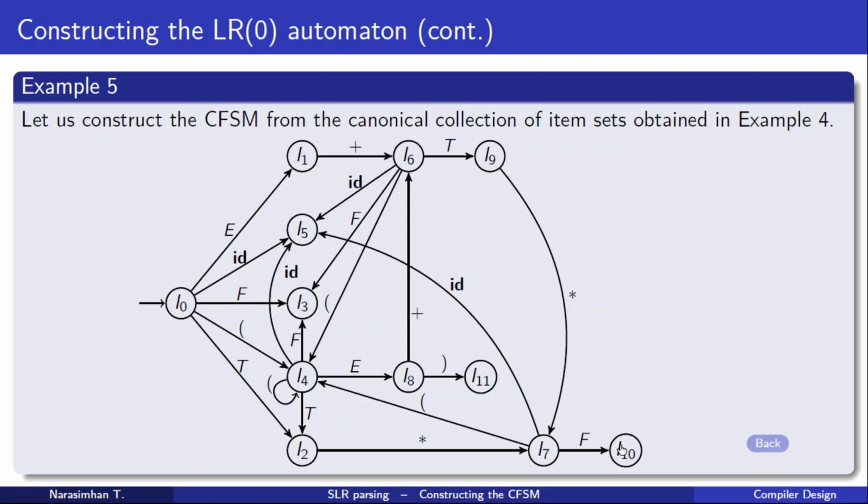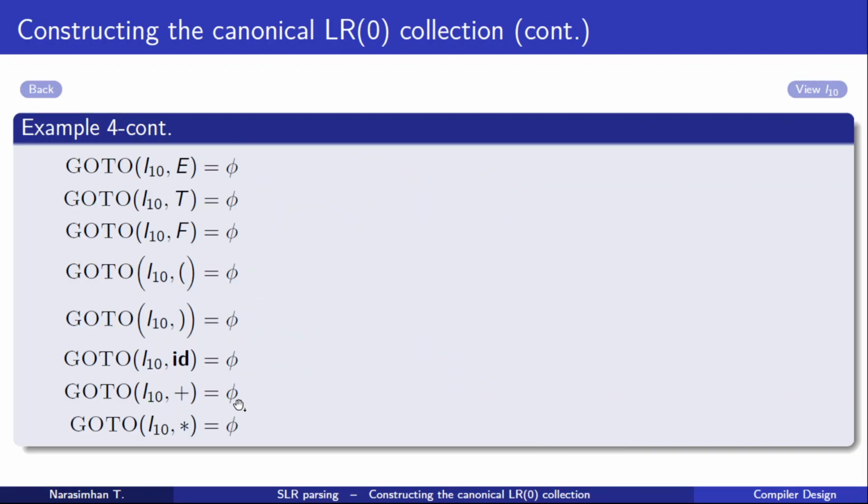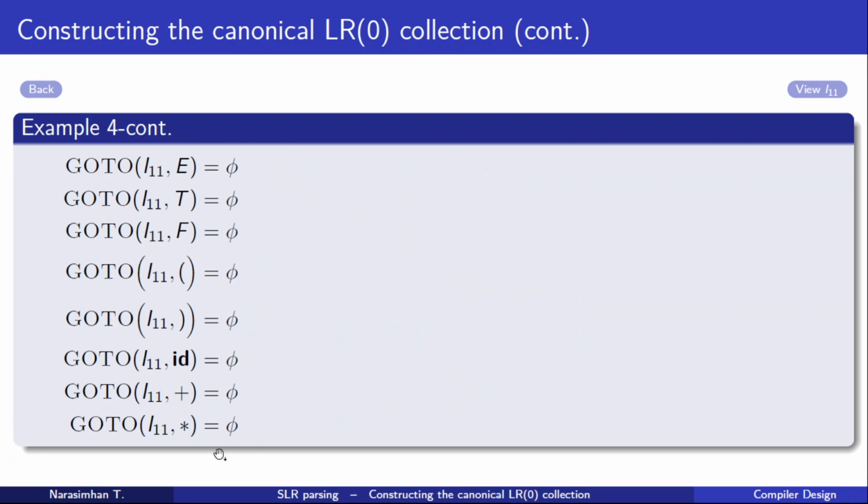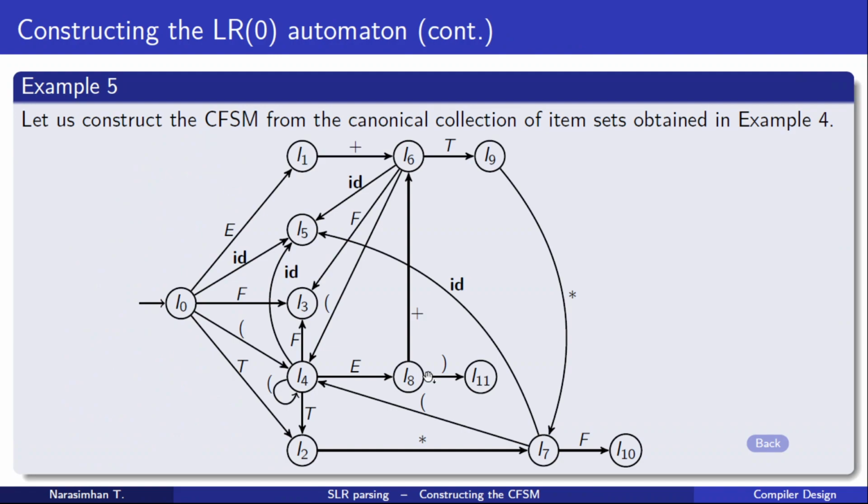Now I10. For I10 there are no non-empty sets for goTo, so that means there will be no transition for I10. What about I11? For I11 also there are no non-empty goTo sets. That means for I11 also there are no transitions. So we have finished constructing the LR0 automaton. We'll stop for now. In the next class we will discuss how to map this automaton to the parsing table.